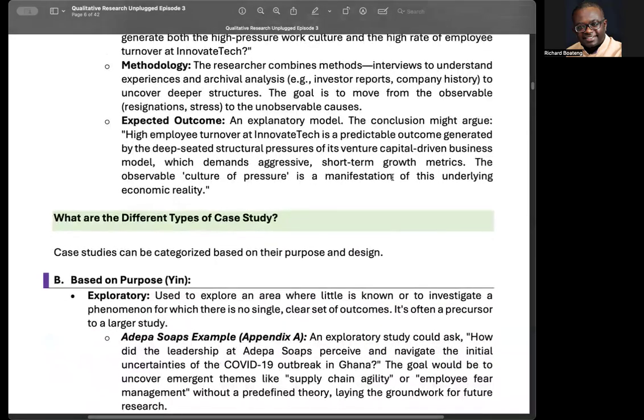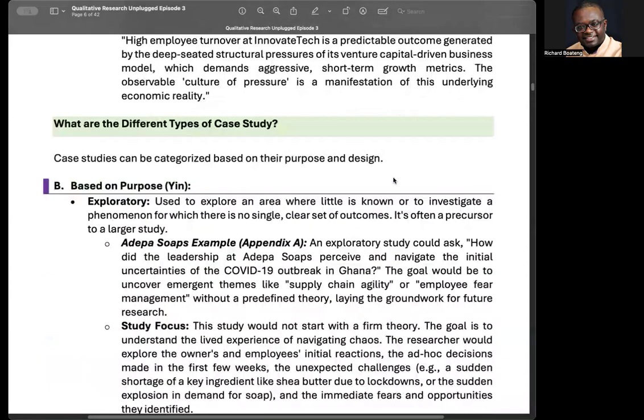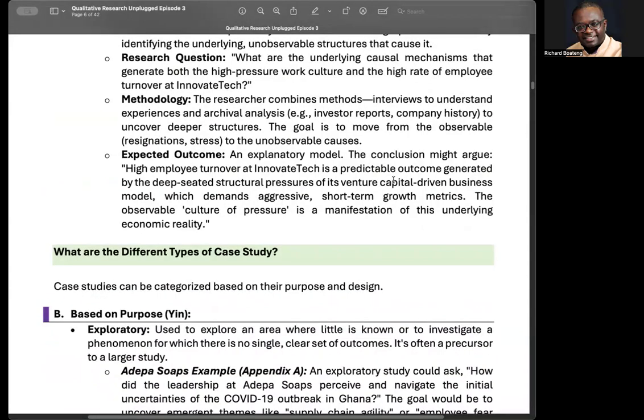They'd likely combine methods. They might do interviews like the interpretivist to understand experiences, but they'd also likely dig into archival data, maybe company reports, investor relations documents, industry analyses, historical accounts of the company's founding and funding. They're looking for clues about those deeper structures. Like the economic model, maybe? Precisely. The aim is an explanatory model that shows how these deeper structures generate the observable realities.